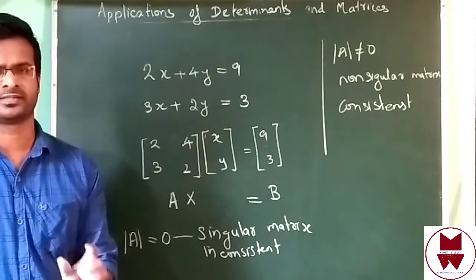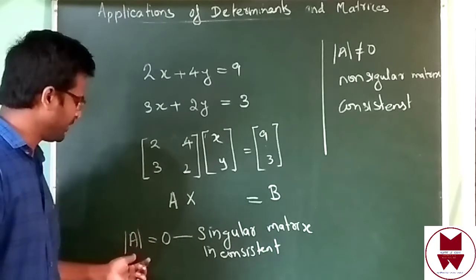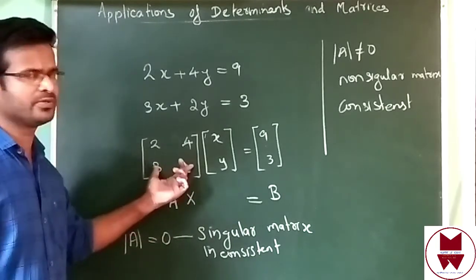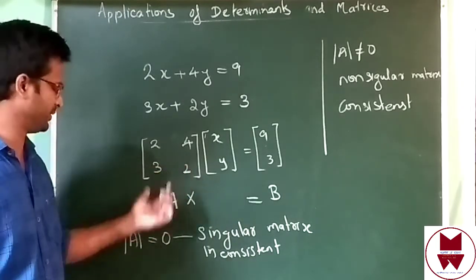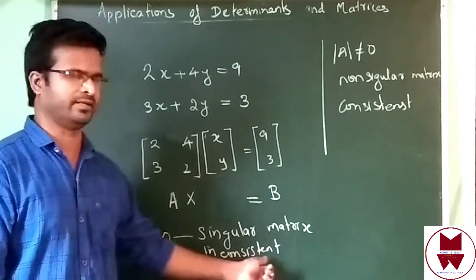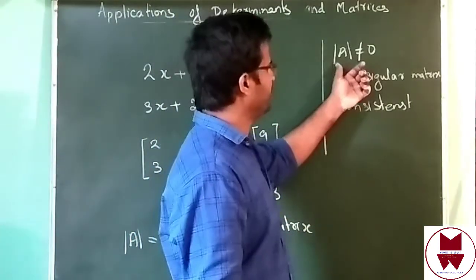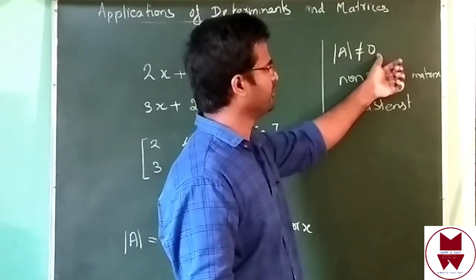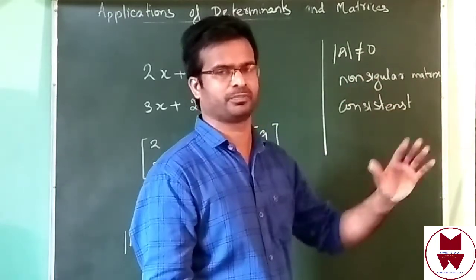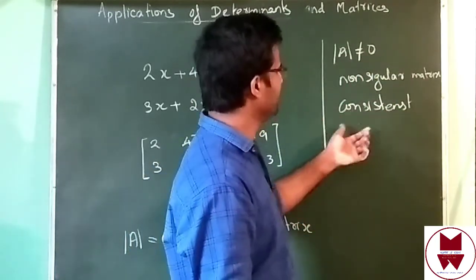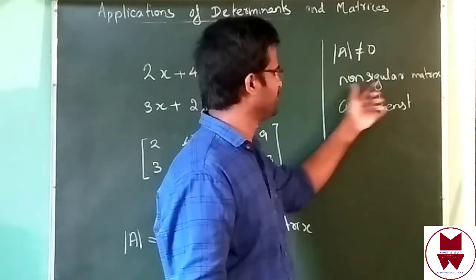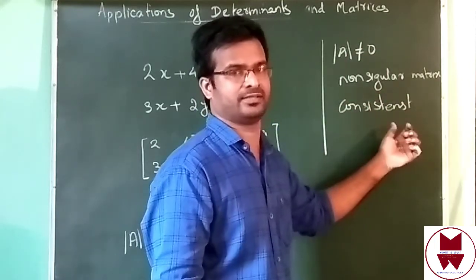Then how to check consistent or inconsistent? Find the determinant of this first matrix, that means the coefficient matrix. If you get 0, that means it is inconsistent. Then if the determinant of A is not equal to 0, that means a negative number or positive number, any number, then the system of equations is consistent.